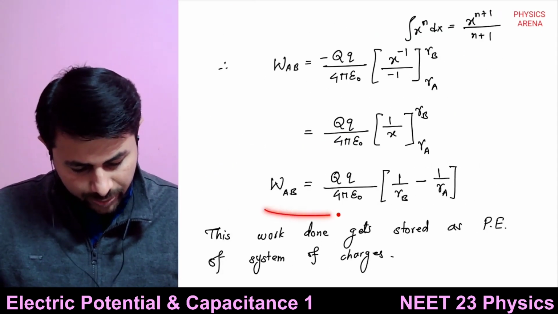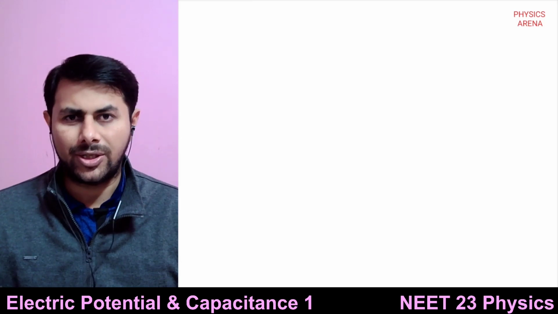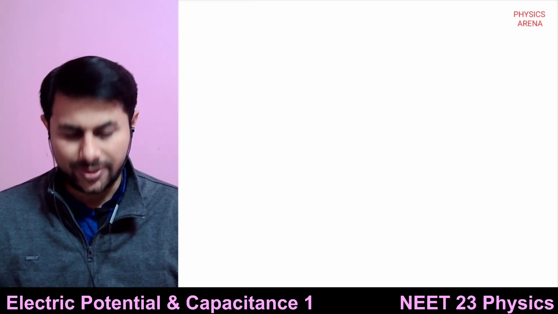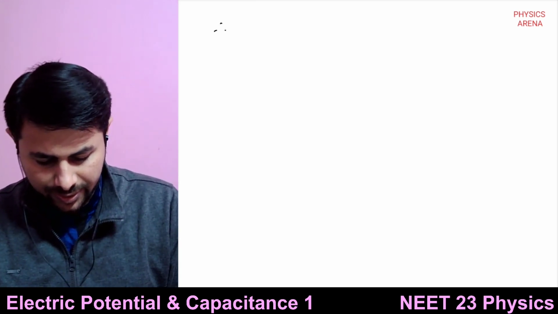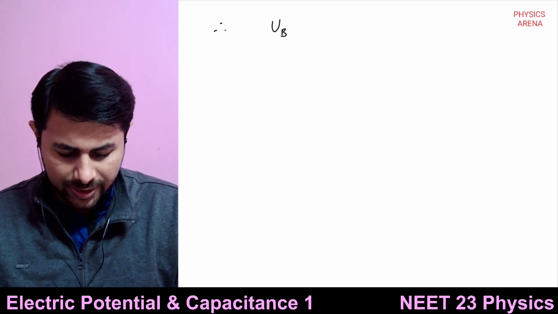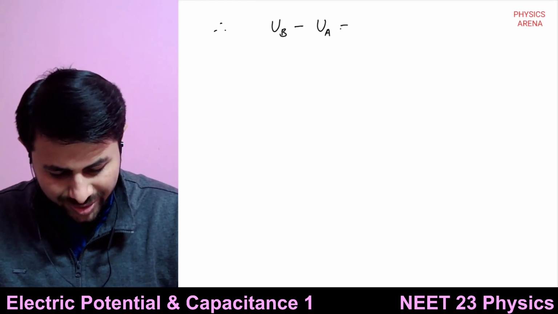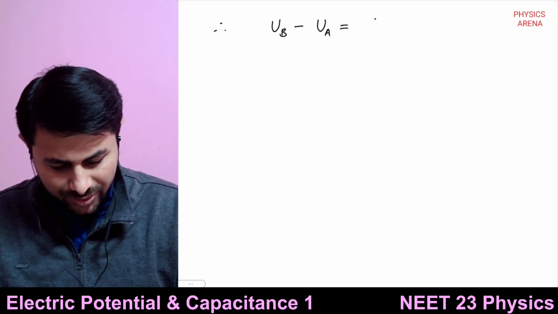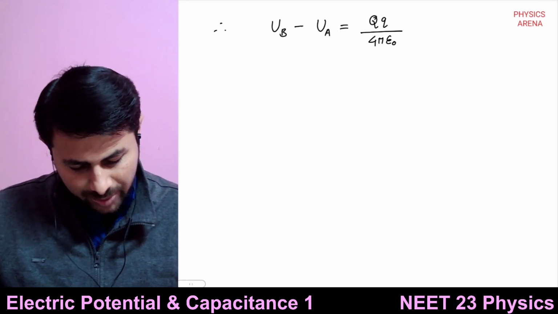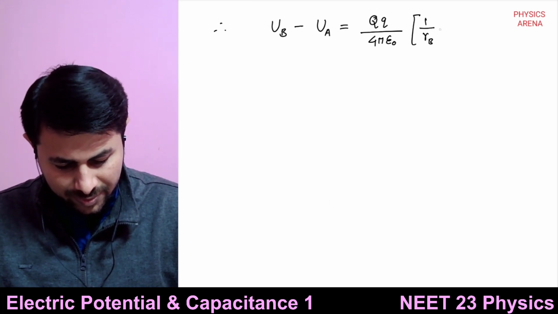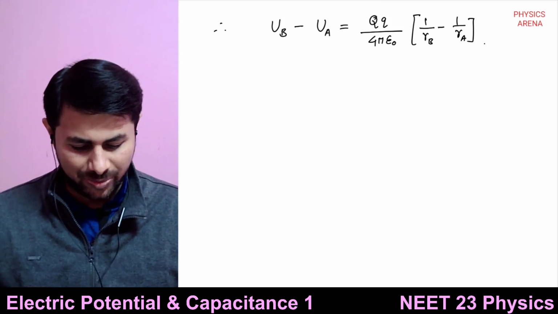We have calculated this formula for the work done. So this is equal to final potential energy minus initial potential energy. This work done is the change in potential energy. So we can say that the change in potential energy is the final potential energy at point B minus the potential energy at point A. A is our initial point. So it is equal to what? It is equal to Q multiplied by q divided by 4 pi epsilon naught, 1 upon Rb minus 1 upon Ra. Okay, so A is initial point, B is final point.